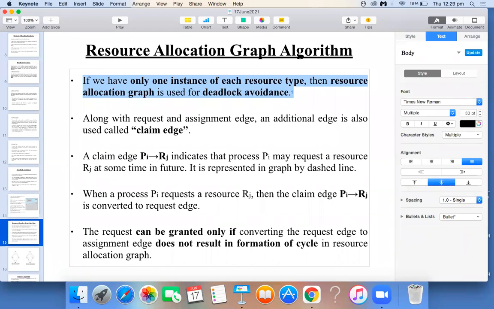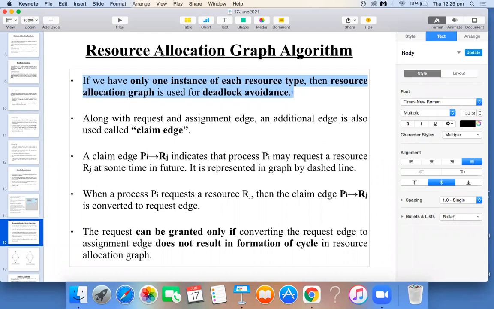Okay, what does single instance mean? I have only one tape drive, only one printer, only one hard disk. That is called an instance. If I have 2 tape drives, how many instances are we having? We are having 2 instances of tape drives. Correct? Clear with this? Okay.